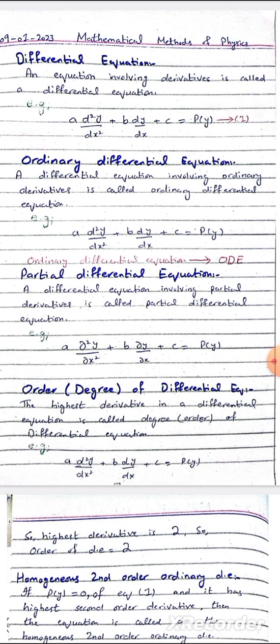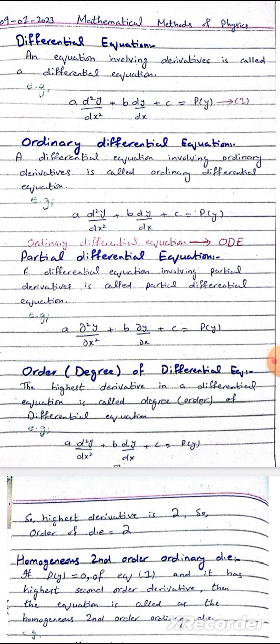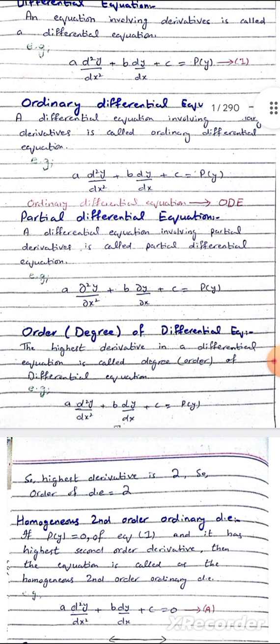And the differential equations are of two types: ordinary differential equation and partial differential equation. An ordinary differential equation is one involving ordinary derivatives or complete derivatives. For example, a d square y by dx square plus b dy by dx plus c into y is equal to p of y, where y is derived with respect to only a single variable. So it is an example of an ordinary differential equation.